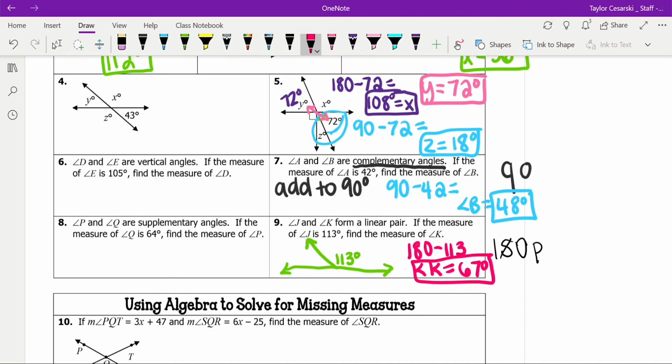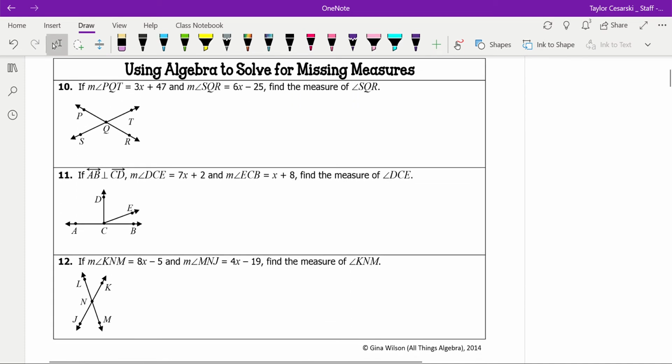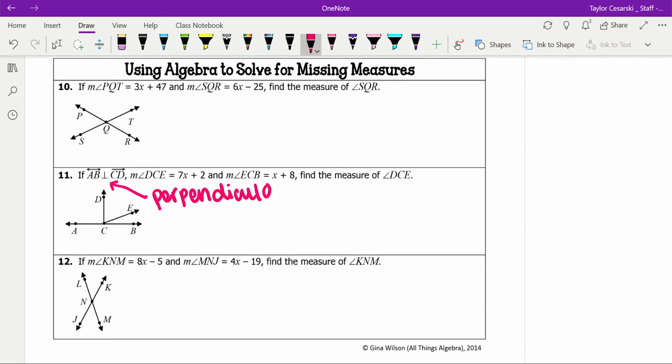Alright, let's go down to number 11. So line AB, this symbol right here means perpendicular. And you should remember that perpendicular lines are going to form right angles or 90-degree angles. So I'm going to go ahead and draw in my little boxes, which means 90-degree angles.